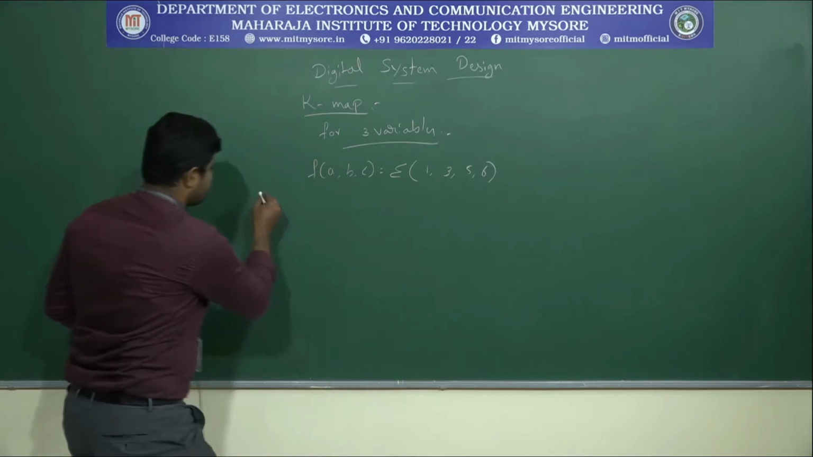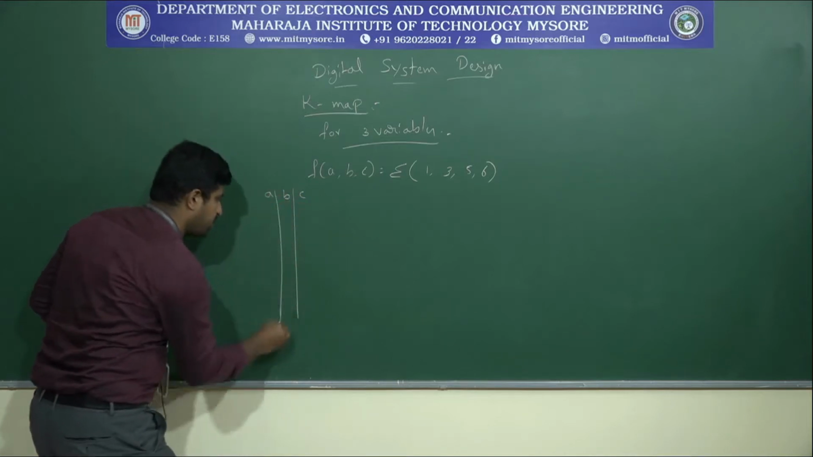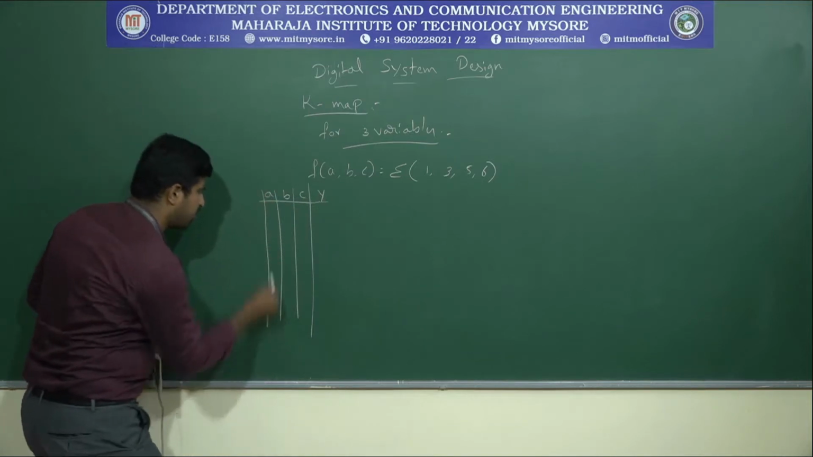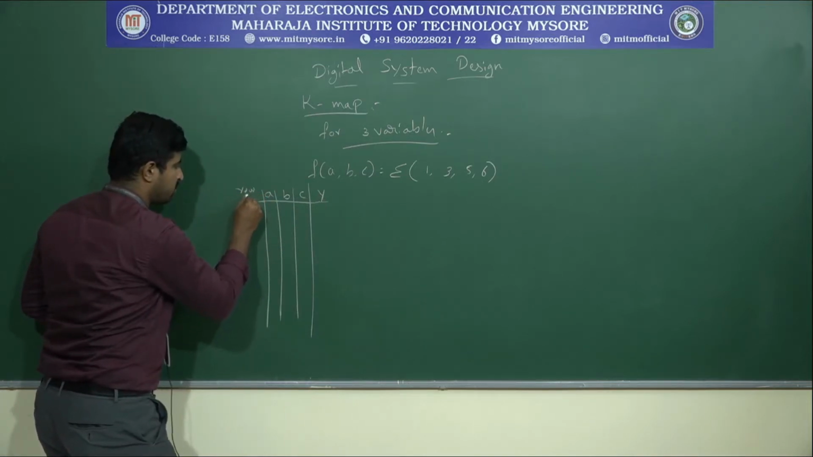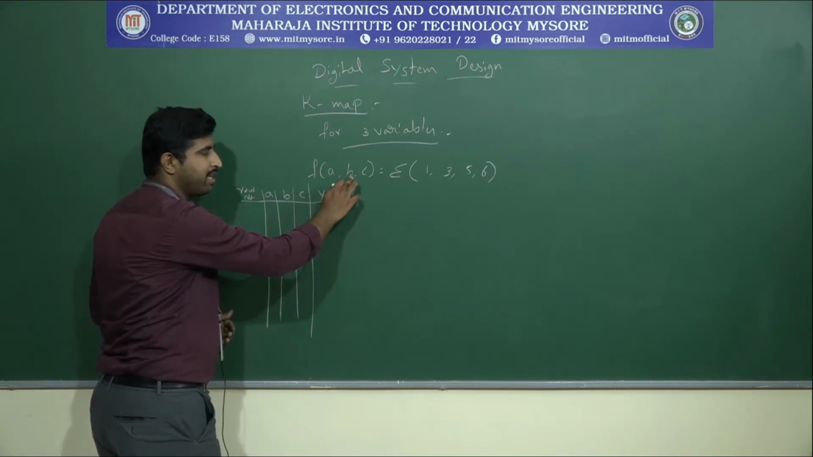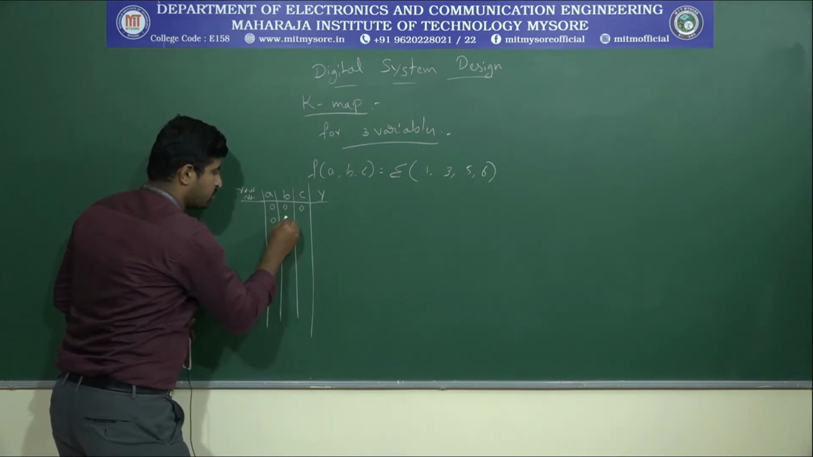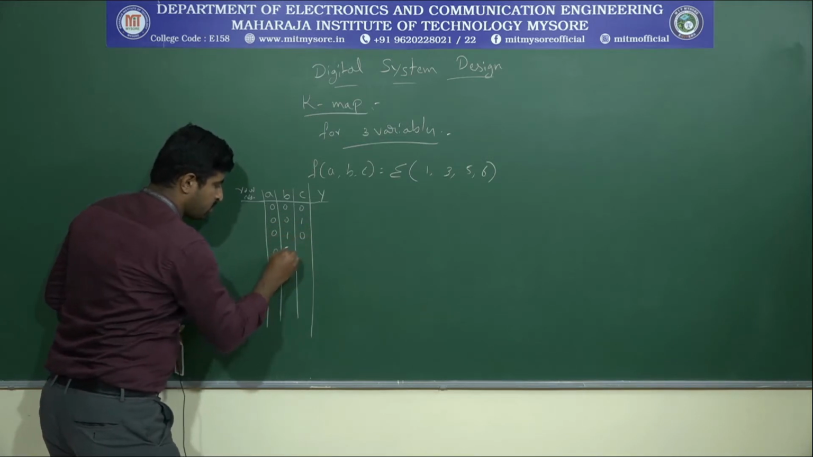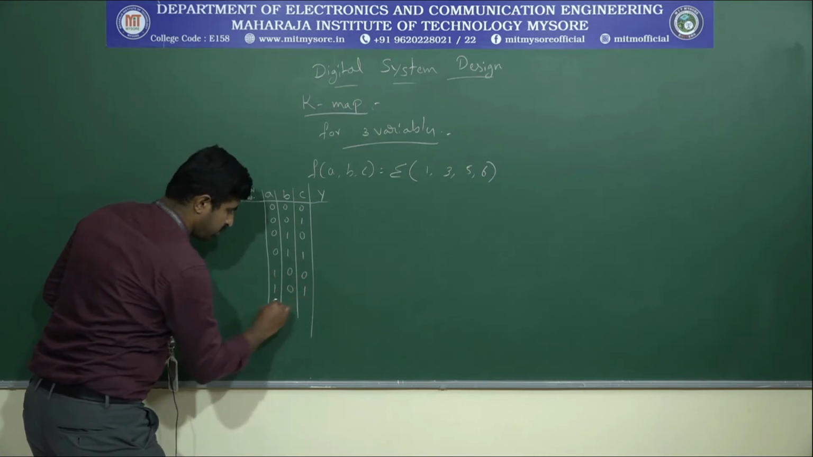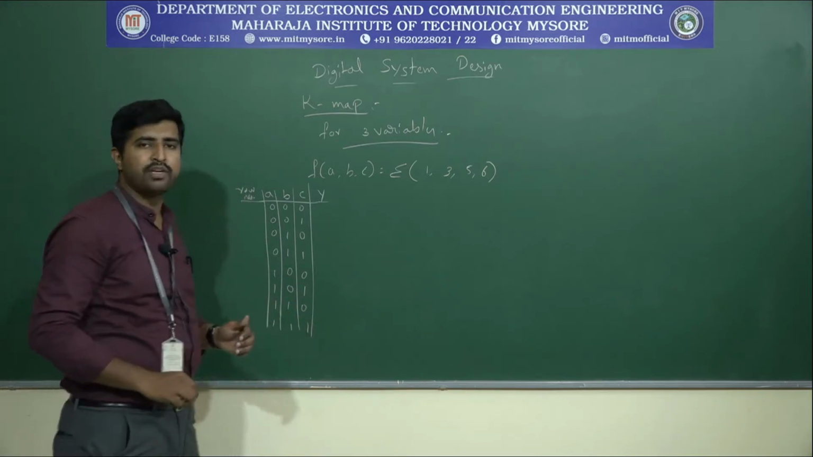So A, B, C, and the output Y, and this is the row number corresponding to the decimal numbers of the input. Since we have 3 variables, that means 8 combinations will be there, that is 0 0 0, 0 0 1, 0 1 0, 0 1 1, 1 0 0, 1 0 1, 1 1 0 and 1 1 1. So these are the 8 combinations we have.